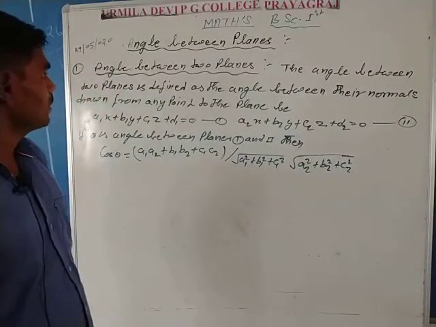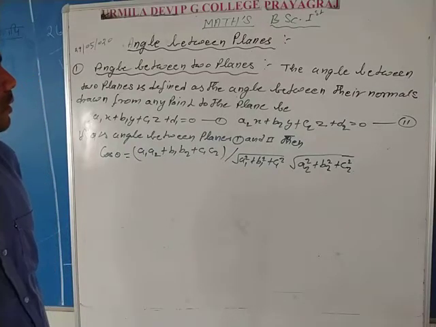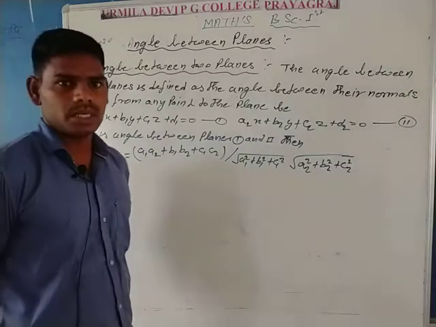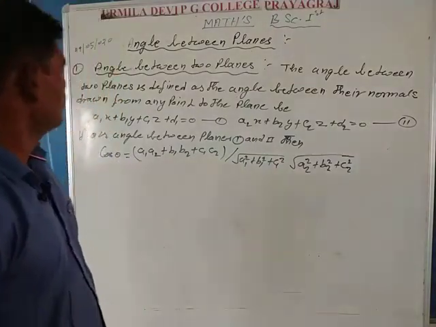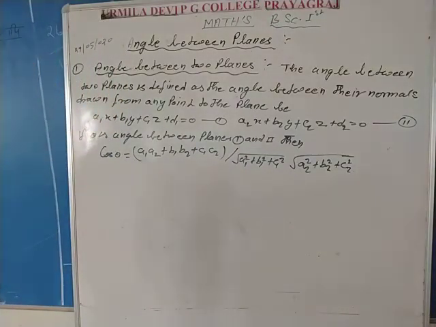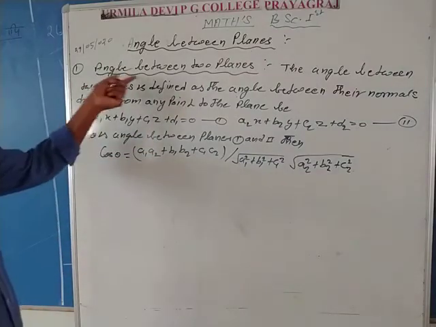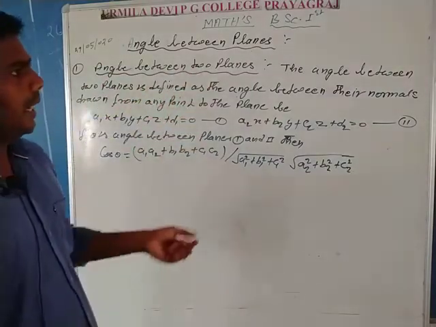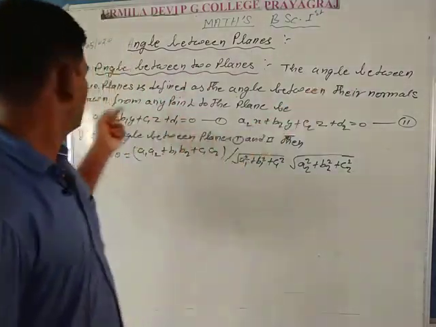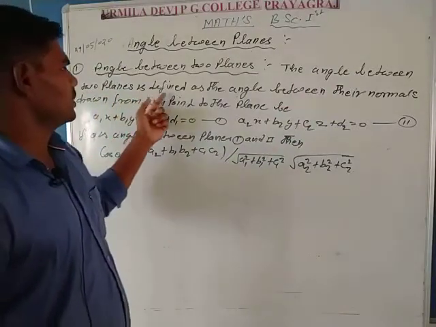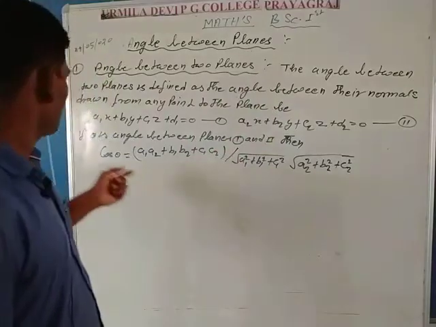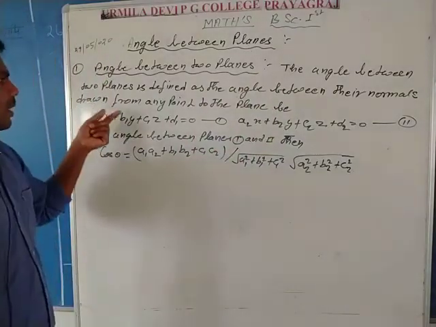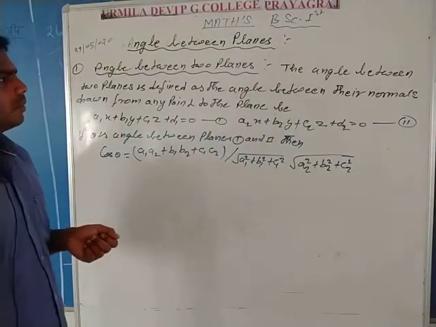Today we discuss the angle between two planes, from the BSc first year syllabus in mathematics. First, define the angle between two planes. The angle between two planes is defined as the angle between their normals drawn from any point to the plane.